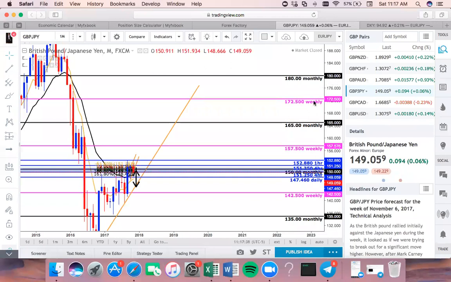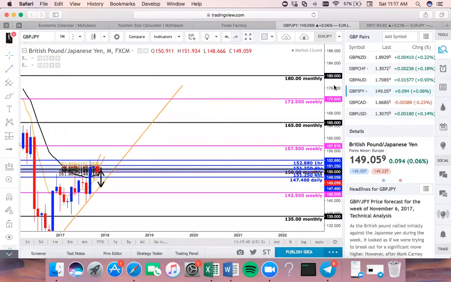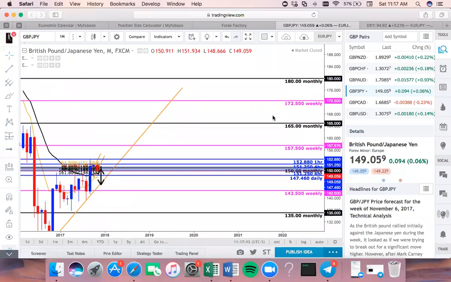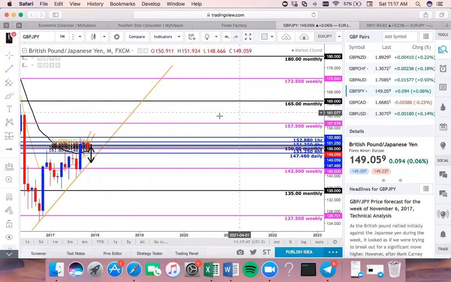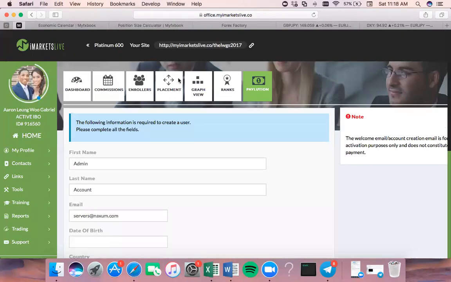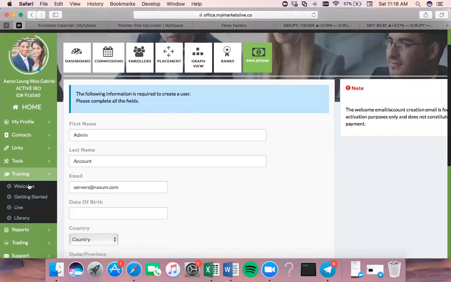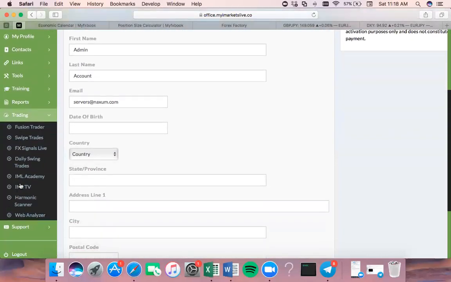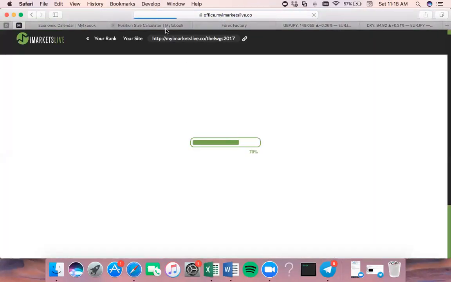Okay. All right. So this is what you want to do. From the monthly, after you have figured out what your range is for the pair, you want to take your Fibonacci. If you don't know how to use Fibonacci, everything is in your back office, guys. Every single thing is right there in your back office, under trading, IML Academy. Everything is right there in your back office.